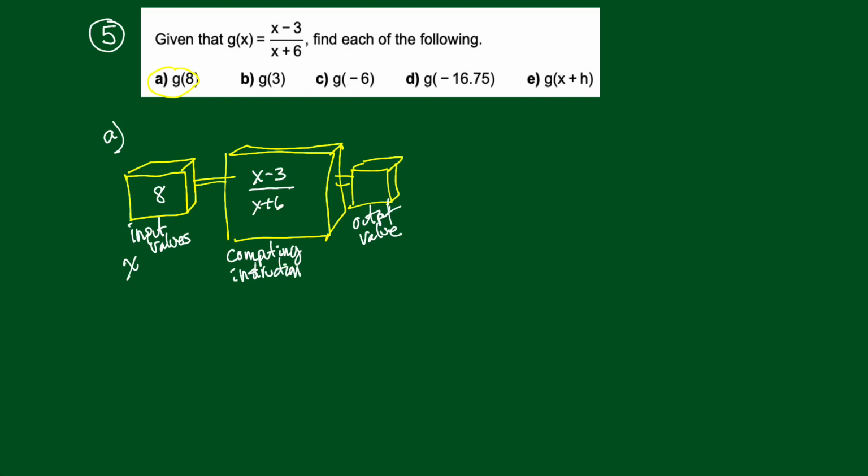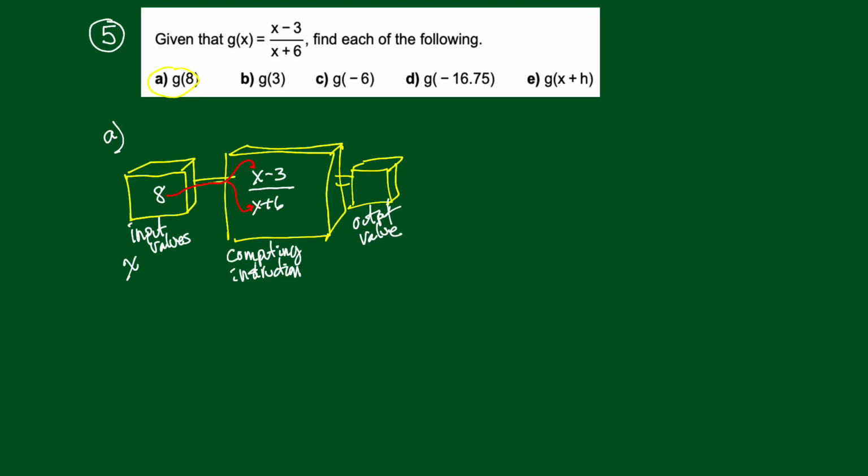So the instructions say to do this. Take the number that comes in, whatever number comes in, call it x. Subtract 3, then add 6, and then make the division. So let's put in the 8. If you put in the 8, I'm going to put in the 8 here. If I put in the 8, I'll get an 8 here, and then I'll get an 8 here. So it's going to look like this.